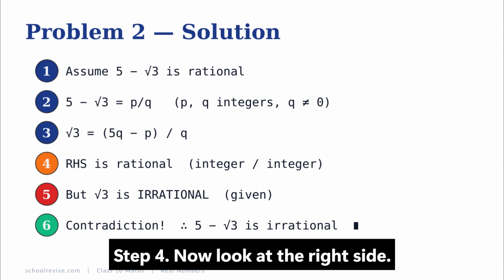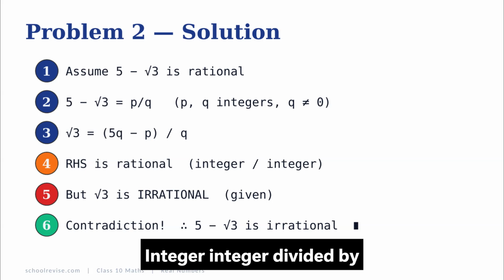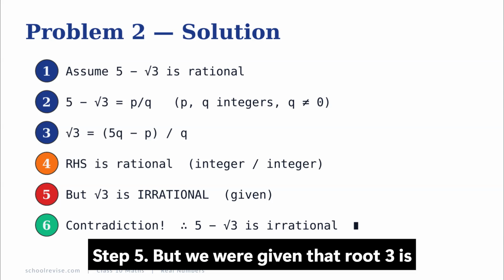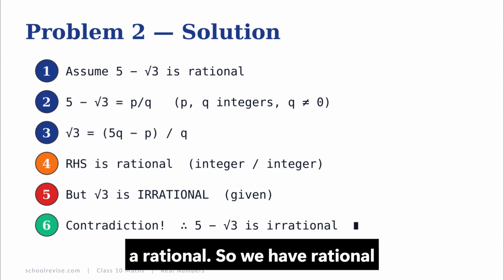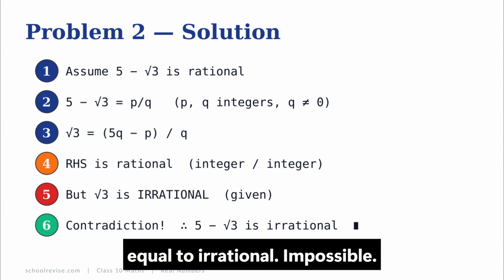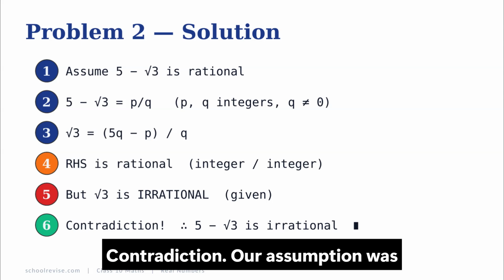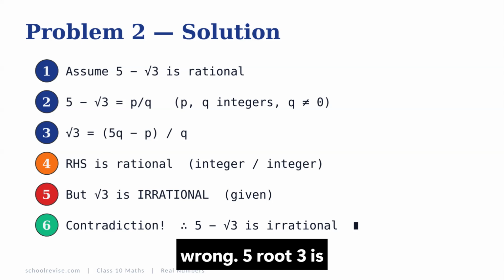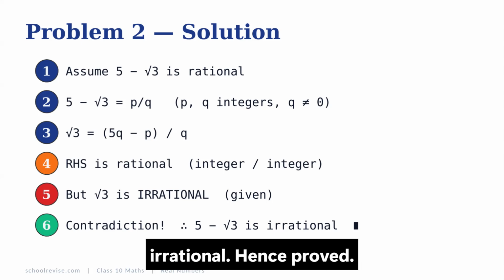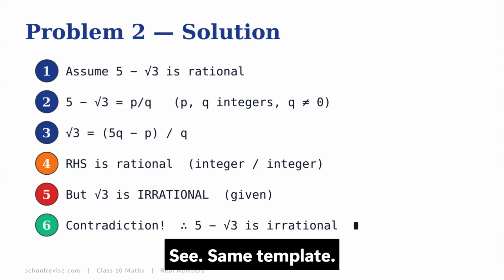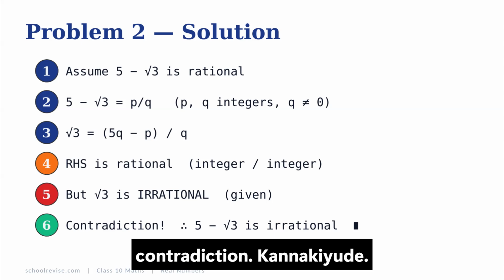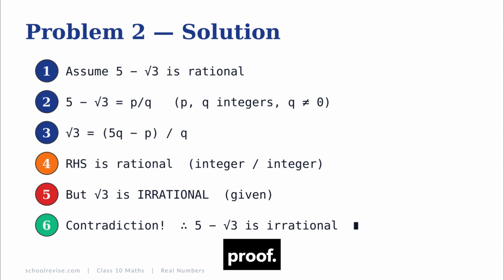Step 4. Now look at the right side. Integer minus integer, divided by integer. That is rational. Step 5. But we were given that root 3 is irrational. So we have rational equal to irrational. Impossible. Contradiction. Our assumption was wrong. 5 minus root 3 is irrational. Hence proved. See? Same template. Assume opposite. Show contradiction. Conclude. 3 moves. Every irrationality proof.